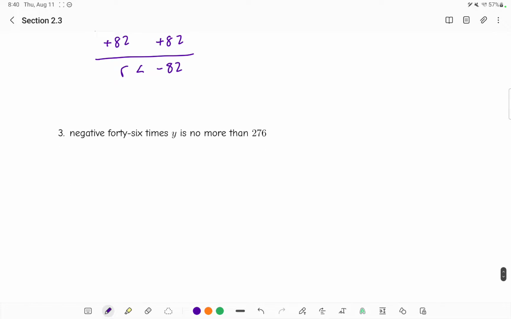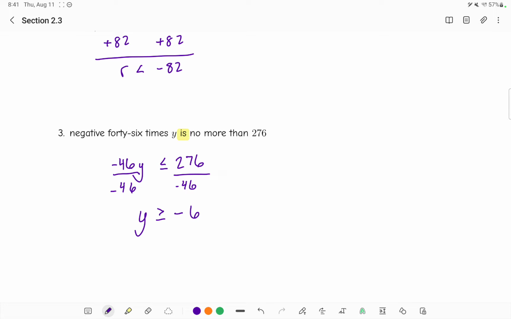And then finally, part 3, negative 46 times y is no more than, that remember means is less than or equal to, and there we see the word is again, 276. So now we divide both sides by negative 46. And we get y, because we divided by a negative, greater than or equal to. Positive divided by a negative is negative. And I believe that equals negative 6.